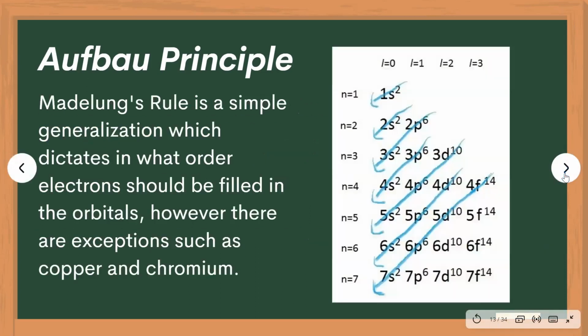We also use the Madelung rule as a simple generalization which dictates in what order electrons should be filled in the orbitals. However, there are exceptions such as copper and chromium.